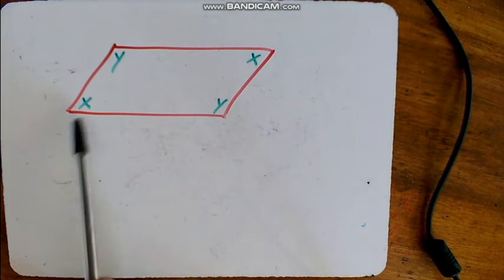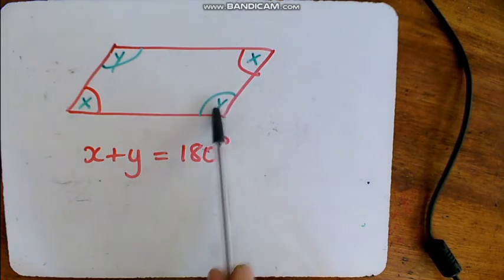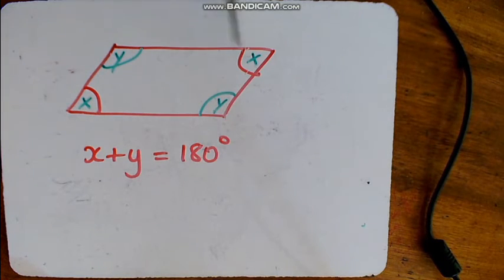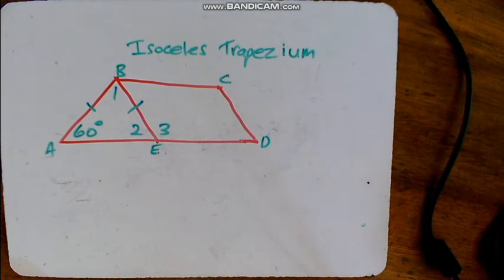Right, so we can see that X and X are equal, Y and Y are equal. Opposite sides of a palm are equal. Do you see co-interior angles? X plus Y is equal to 180. Co-interior angles form the letter U or C. Again, X and Y equals 180. Co-interior angles equal 180.